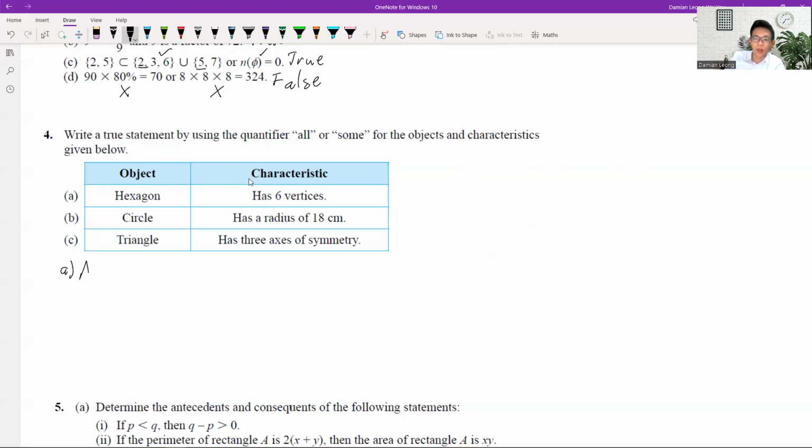For part A, all hexagons have 6 vertices.